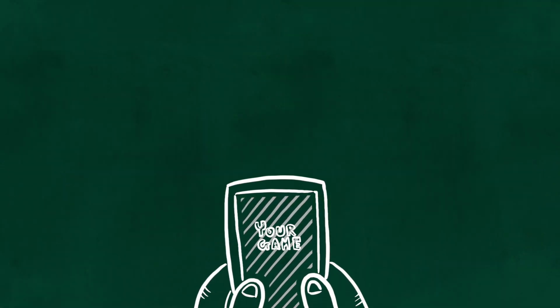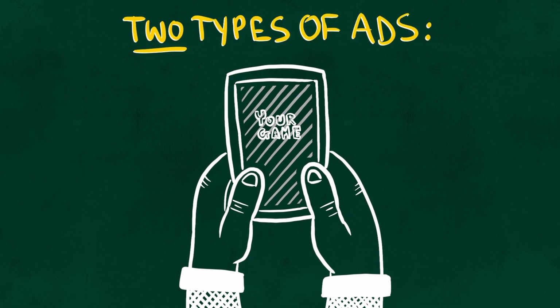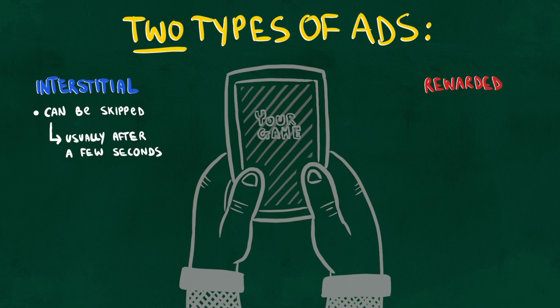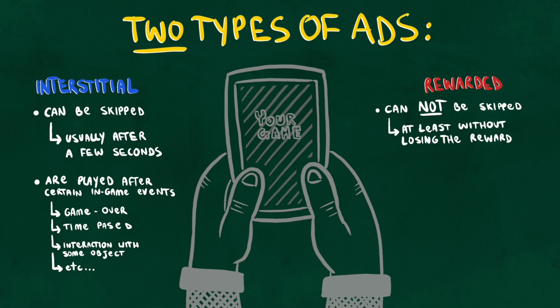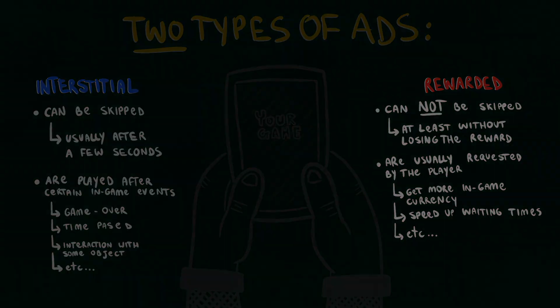Now, let's get started. The first thing you need to know, if this is your first time implementing UnityAds into your mobile game, is that you have two different types of video ads at your disposal: interstitial, or non-rewarded, and rewarded. The ads of the first kind can be skipped, usually having the player being able to do so after only a few seconds, and are triggered every once in a while after some in-game event has occurred. Rewarded ads, instead, cannot be skipped, and are usually requested by the player in exchange for some kind of reward.